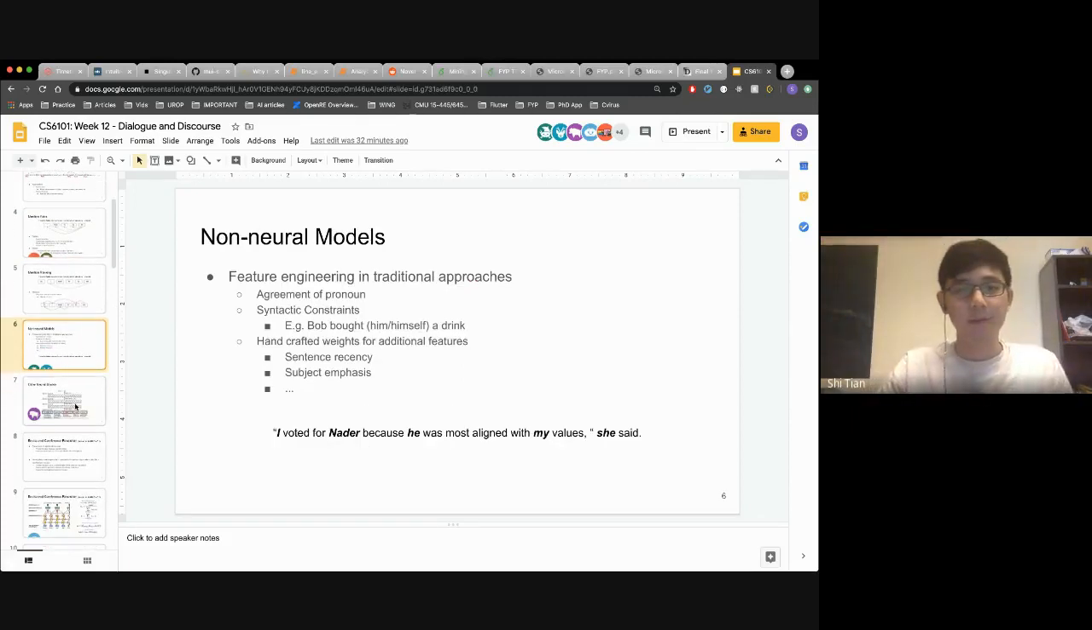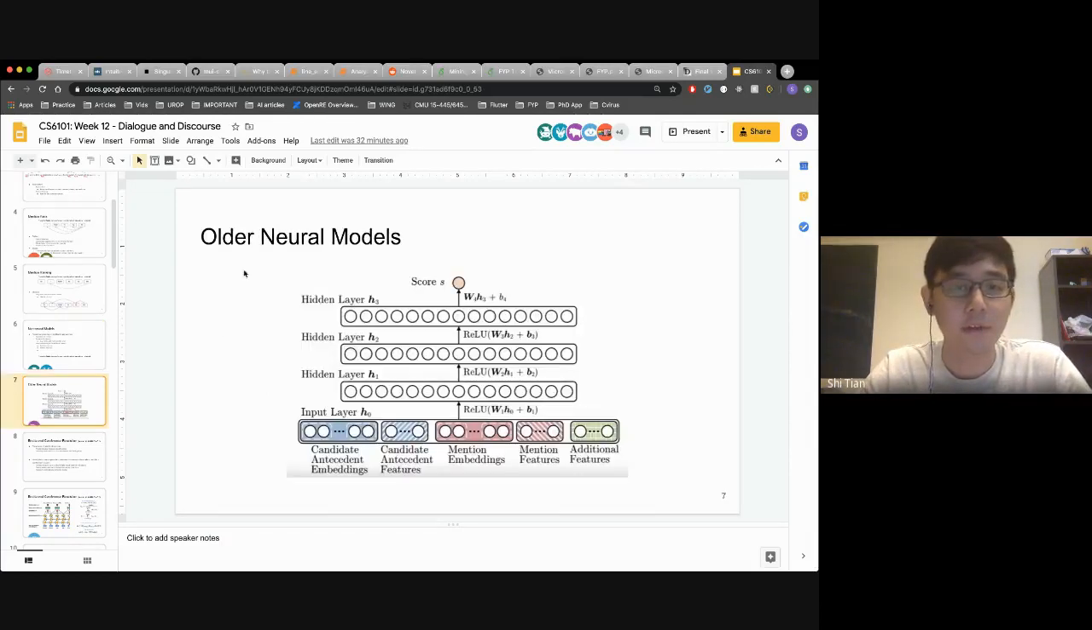Okay. So yeah, there's a lot of feature engineering in non-neural models. And then moving on to older neural models, the idea is actually very similar. We still use a bunch of features that are hand engineered and identified by humans themselves. In this case, for candidate antecedent embeddings and mention embeddings, it's probably just going to be something like an average of the word embeddings of the expressions themselves. And then candidate antecedent features and mention features, again, we can relate back to what we did in non-neural models. That is, if something is a subject of a sentence or something is an object of a sentence.